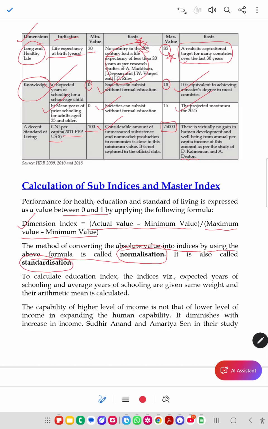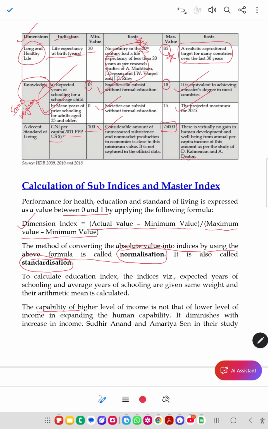To calculate the education index, the indices of expected years of schooling and mean years of schooling are given the same weightage.